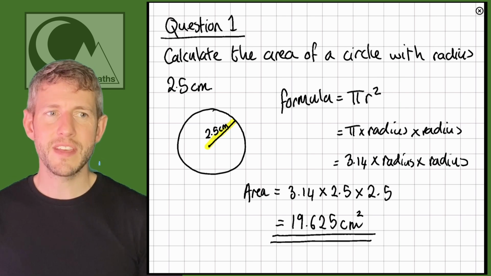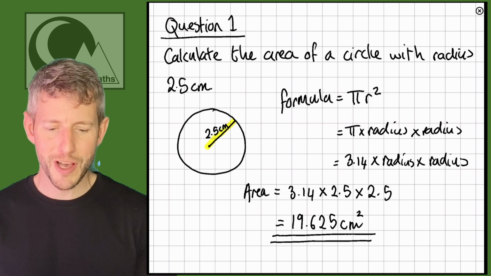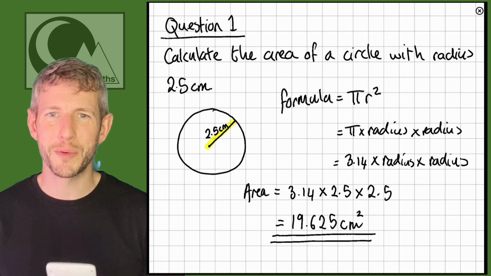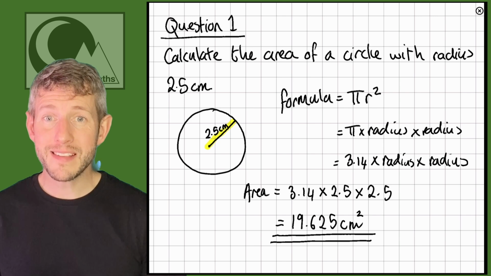So the answer to this question is the area of the circle is 19.625 centimetres squared. Okay, let's have a look at another question.